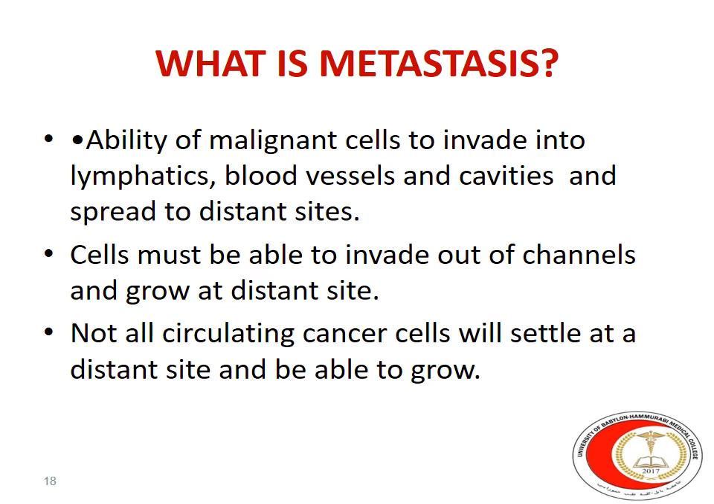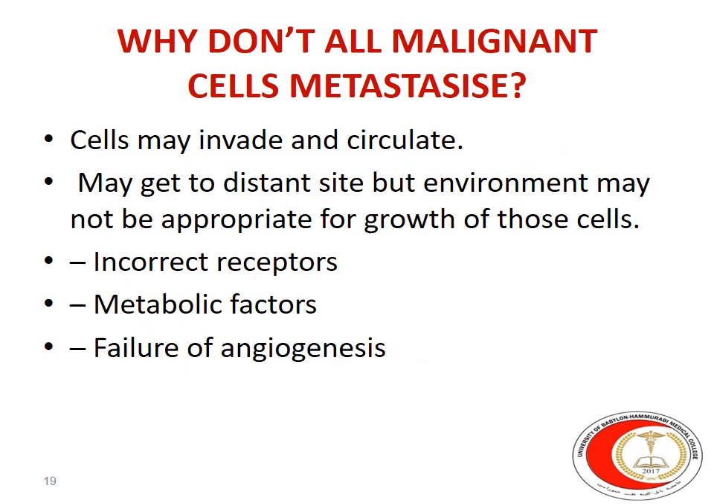Cells must be able to invade out of channels and grow at a distant site. It means first they must enter the blood vessel and later on get outside from this blood vessel and settle down in another remote focus from the primary tumor site. Not all circulating cancer cells will settle at the distant site and be able to grow. There should be proper environmental factors to help these cells grow and form another focus of malignancy.